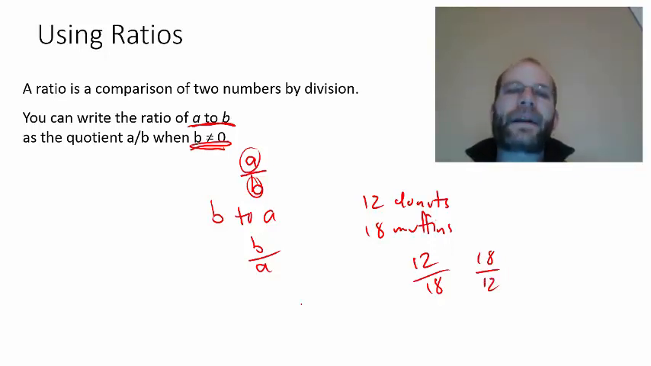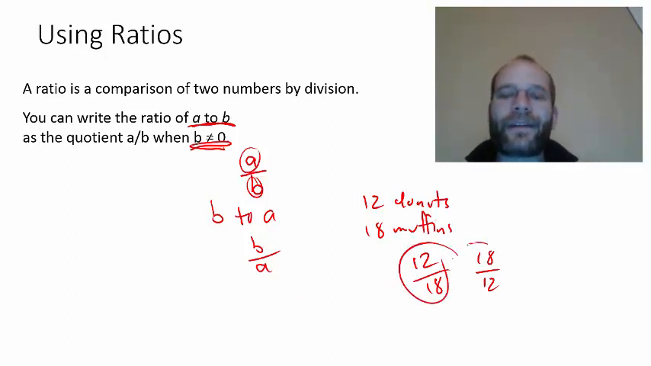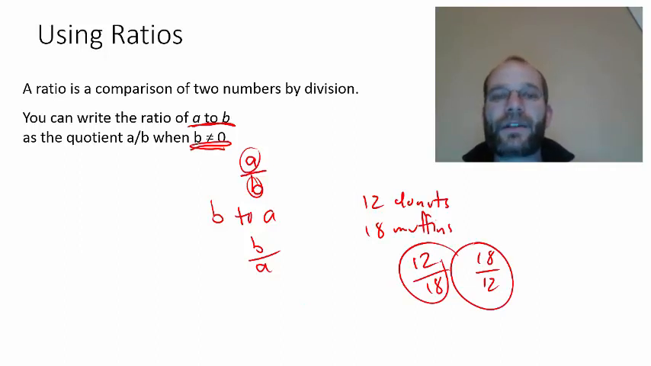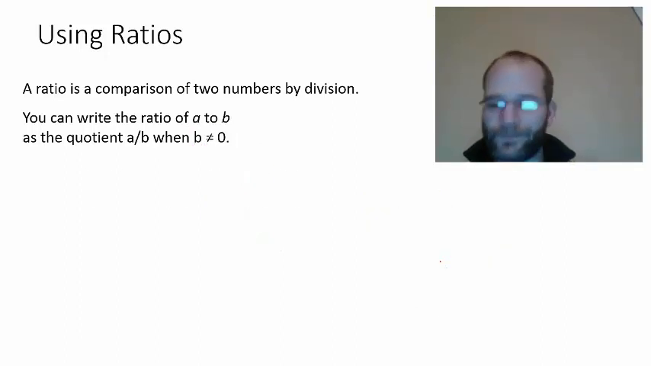So again, order matters. I think you can see, by the way, that if we mess up order, then we'll end up with the reciprocal of the number we wanted. If I want to compare, in this case, the donuts to the muffins, but I say 18 over 12, I have the reciprocal of the number I wanted. So that can be a little bit dangerous. Watch out for that. Look at an example here.